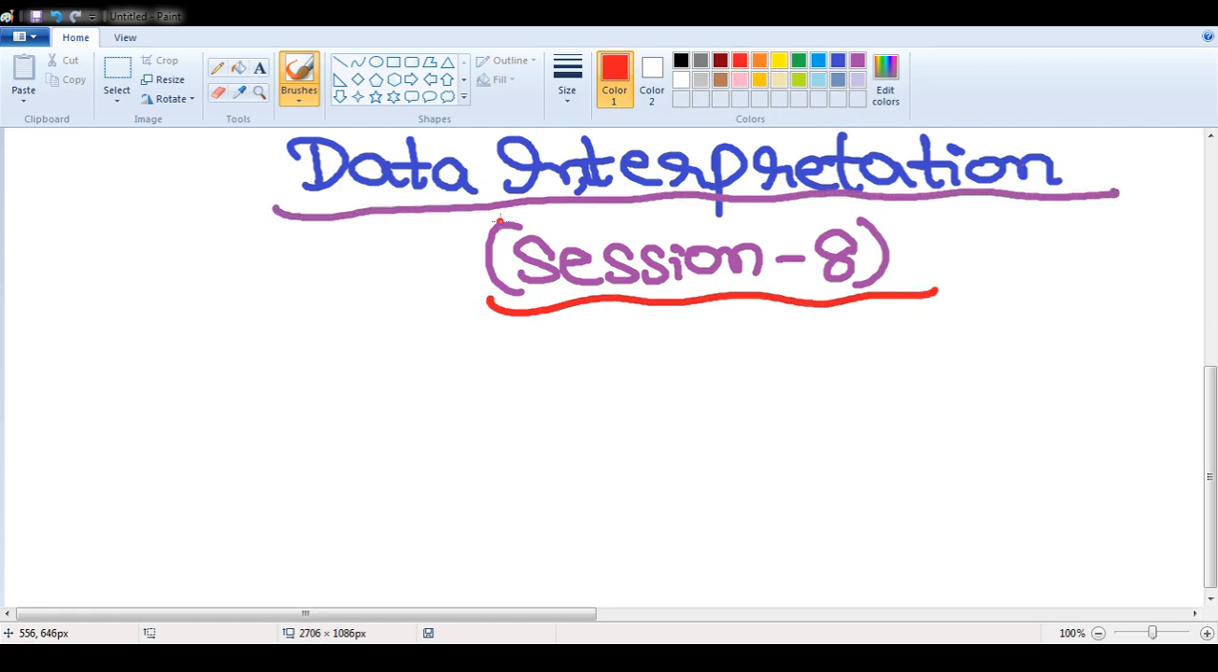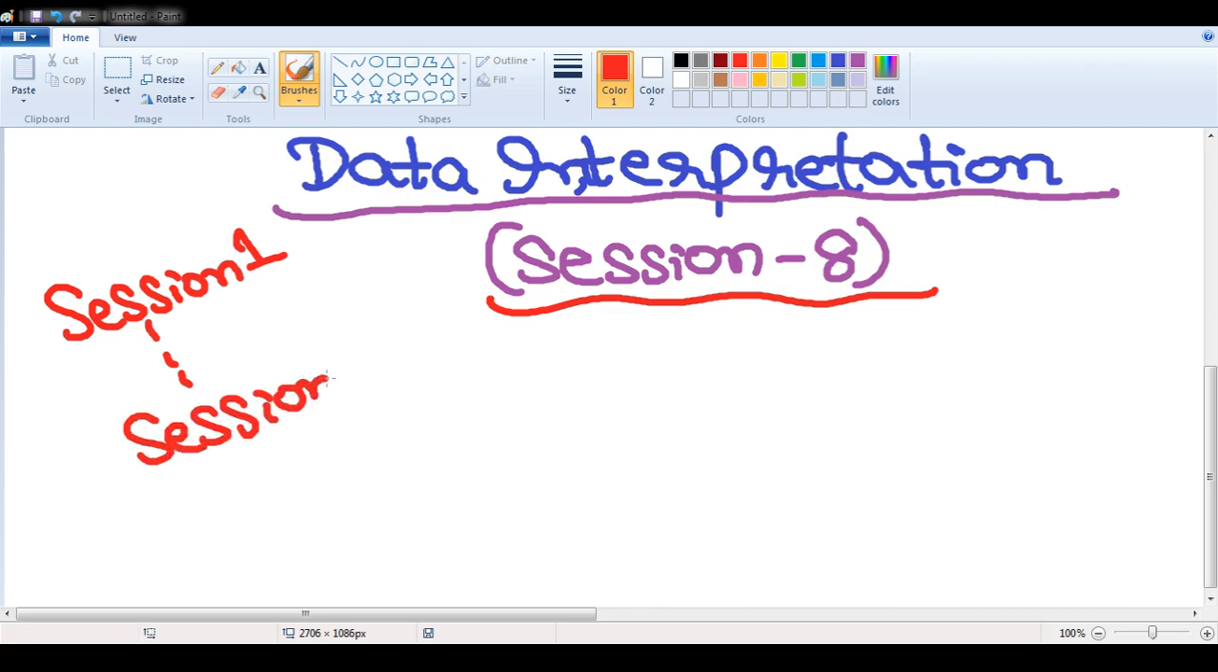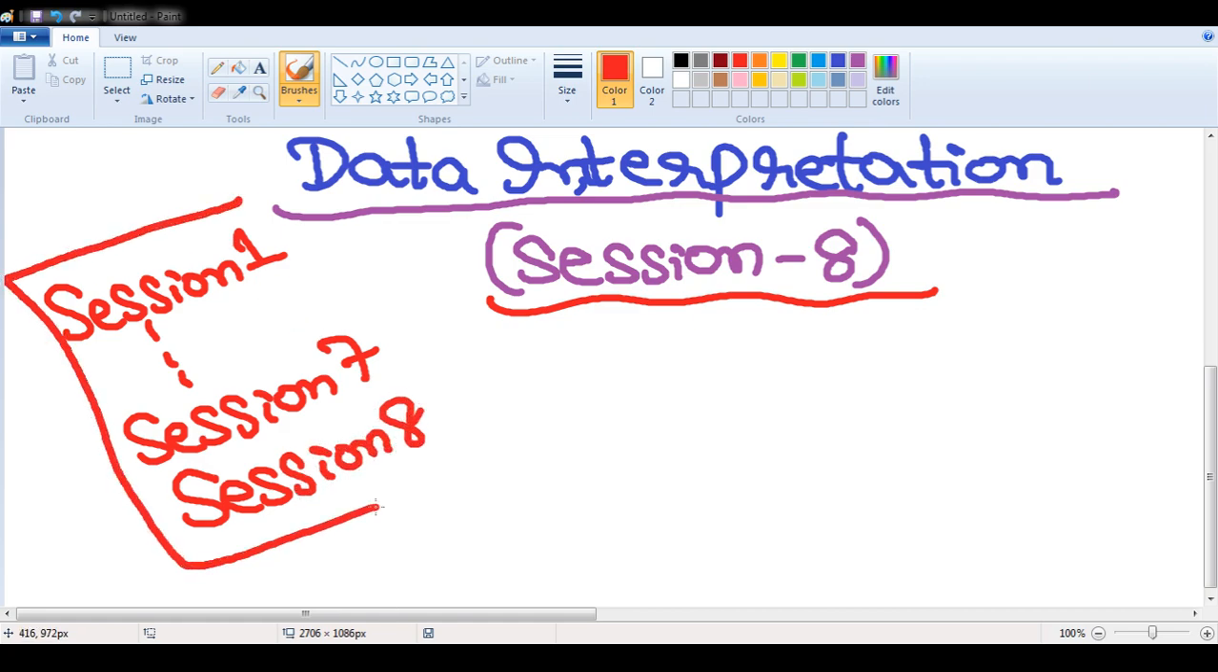I personally believe that any person who has attended from session 1 till session 7 and who is also attending session 8 today should be very comfortable right now with solving DI caselets, right? I believe that whatever phobia you had earlier in data interpretation, in solving the questions in a much faster way, it should be very clear by now, right? Let us start.